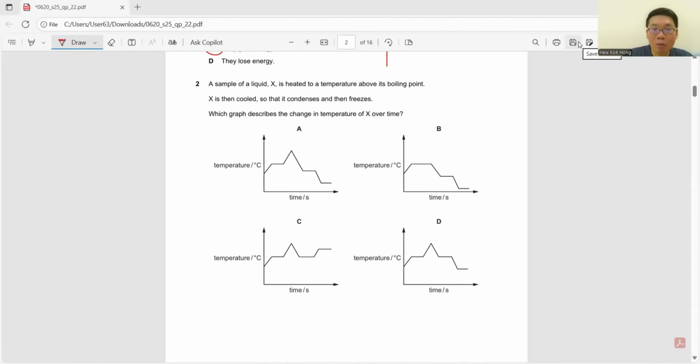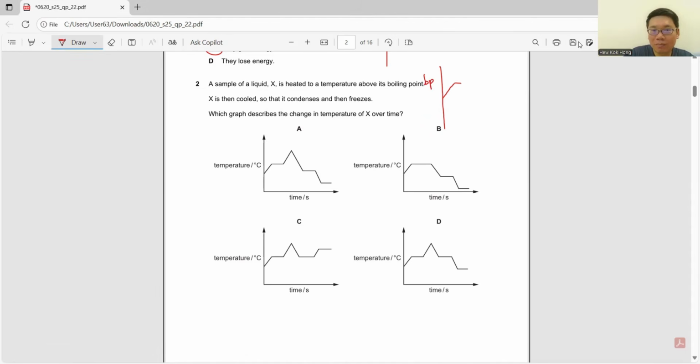Question 2. A sample of liquid X is heated to temperature above its boiling point. So we sketch ourselves. Boiling point is here. So it will heat to this position. X is then cooled so that it condenses. So condense, go back to the boiling point and then it freezes. Freeze, it will go below because this region is liquid, this region is gas. So to freeze, it must go back to the solid state, which is the melting point, which is here. So we check the answer is D.